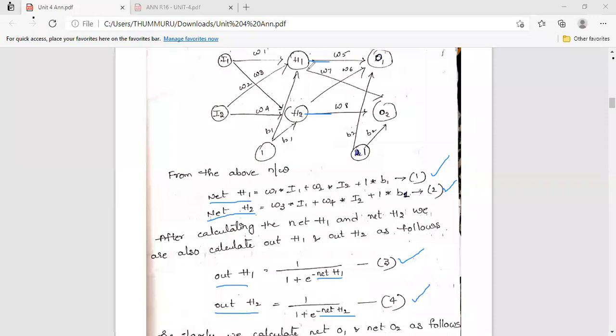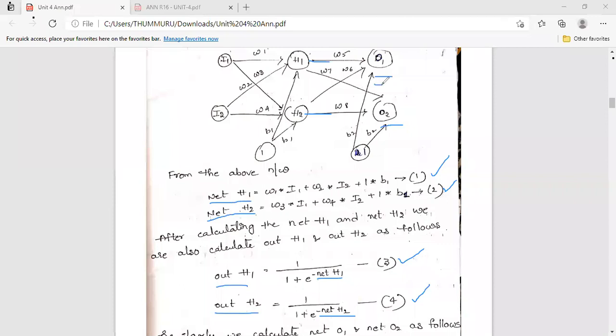Now the calculation of H input and H output is over, for H1 as well as H2. Then you need to calculate O1 and O2. This node is represented with O1, output layer node. This is the output layer node, right? So that's why the outputs are represented with O1 and O2. Now we are going to see the formula for input of O1 and input of O2, as well as output of O1 and output of O2, right?